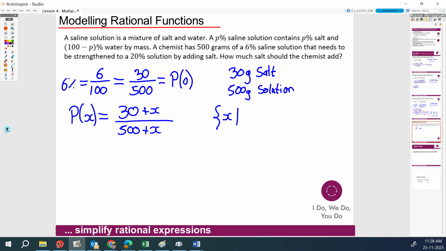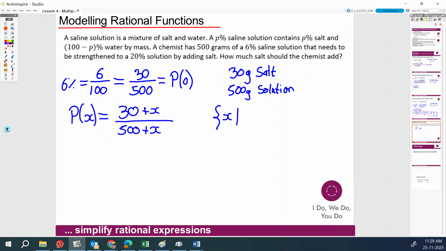X is not equal to negative 500. Now this is where you'll lose points for modeling questions. How do you add negative 500 grams to a saline solution? It's negative grams, that doesn't make sense. You'd remove it. Can you pull salt out of water? No. So, what is the minimum value of x?